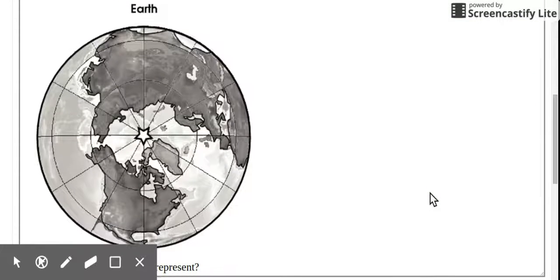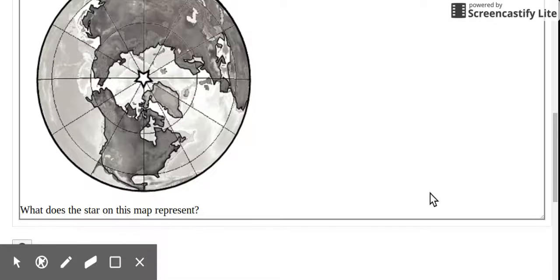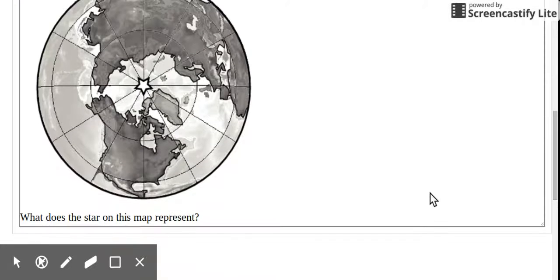Now this one, I haven't really gone over where the North Pole and where the South Pole are, or looking at different maps to identify it. So if we had a question like this, I would just kind of hope you could figure it out on your own.